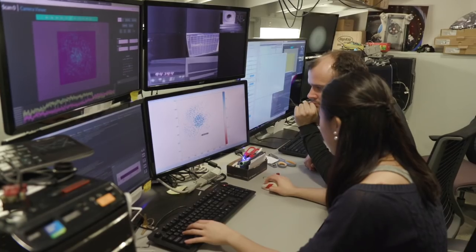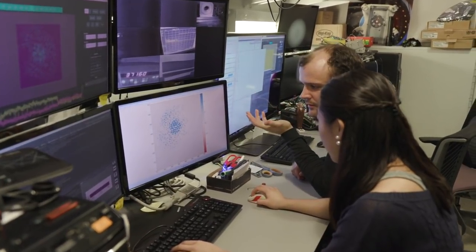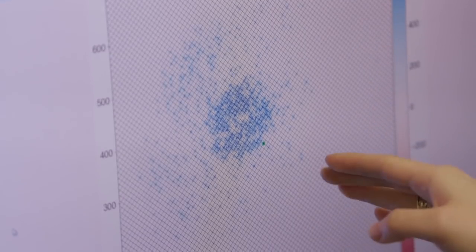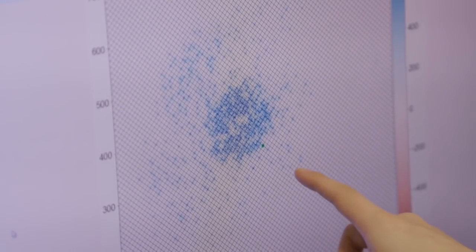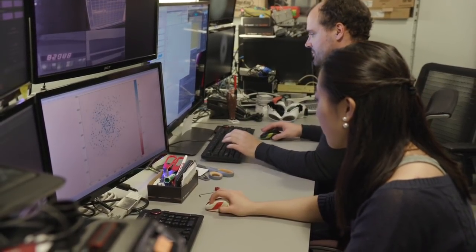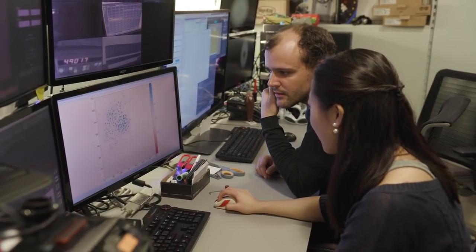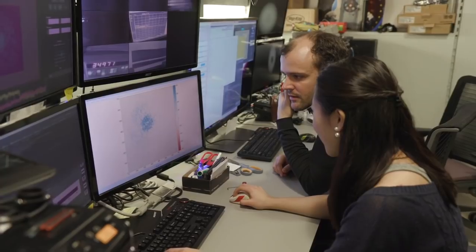And then we can pin them in place to take a picture of where they all are. With these pictures, we can directly see where every single atom is. That allows us to see how the atoms are interacting with each other, moving around on the landscape that we've created for them. And that gives us a glimpse of what these electrons are actually doing in these materials.